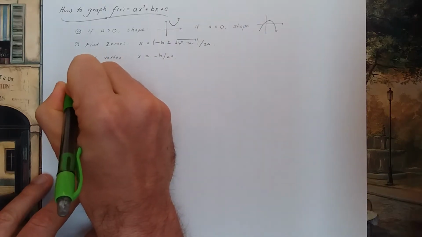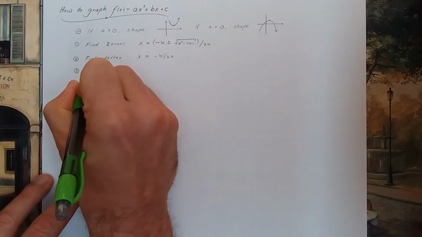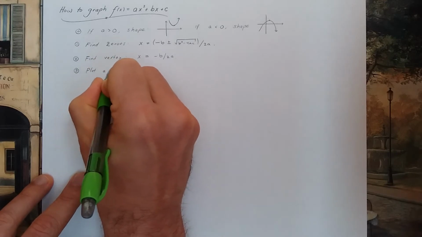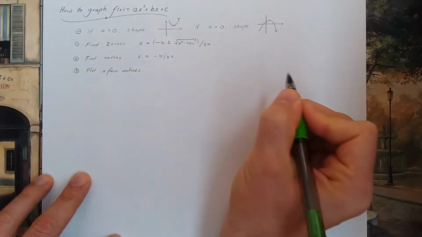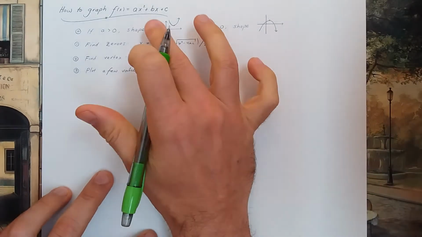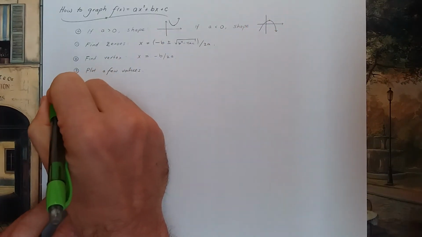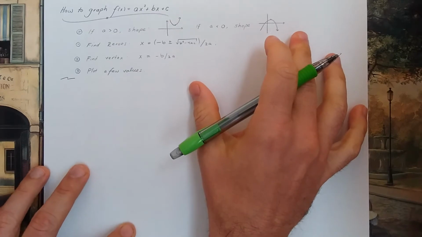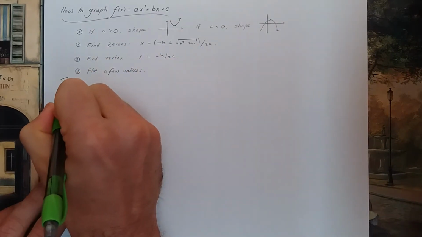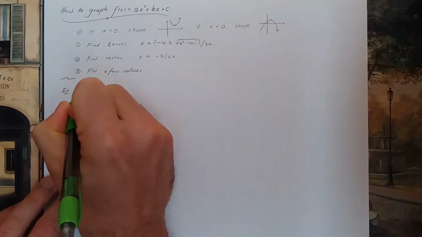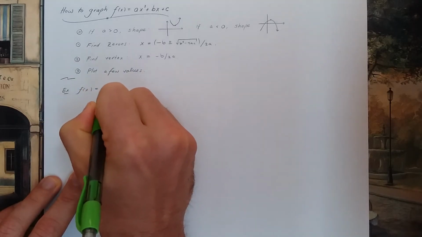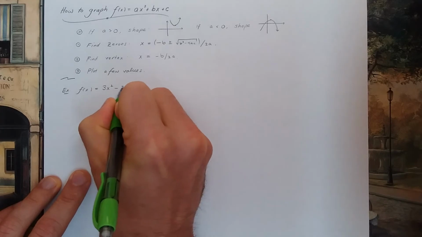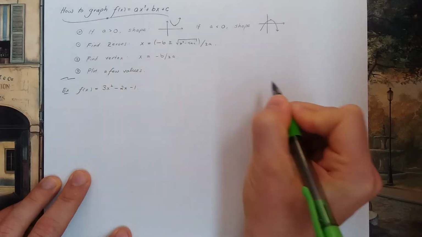And then the last step is I like to just plot a few more values just to get a better idea of what the graph really is. Let's do a few examples of this process. So here's an example. What about if I have f of x equals 3x squared minus 2x minus 1.